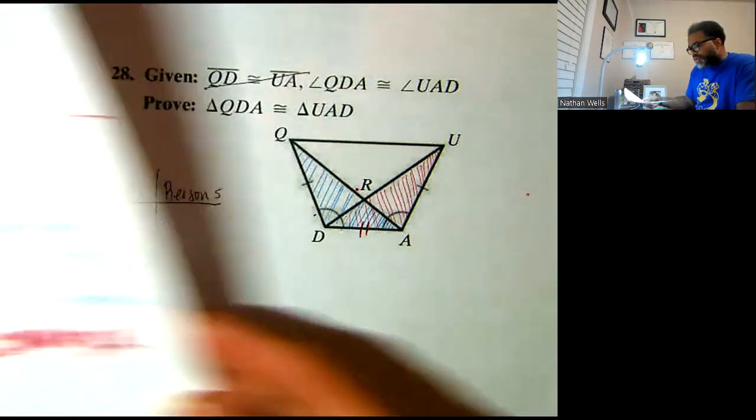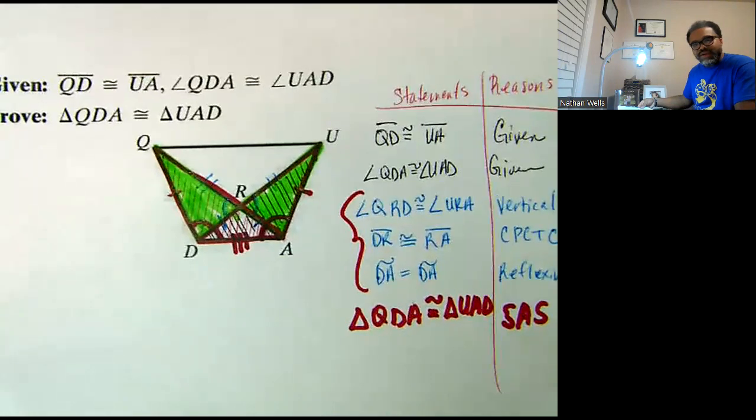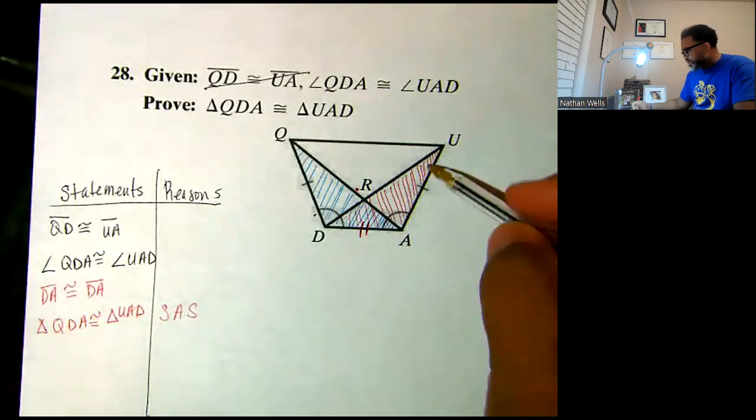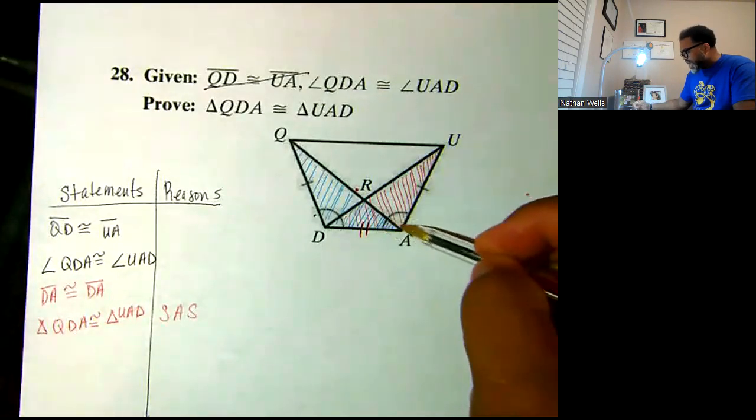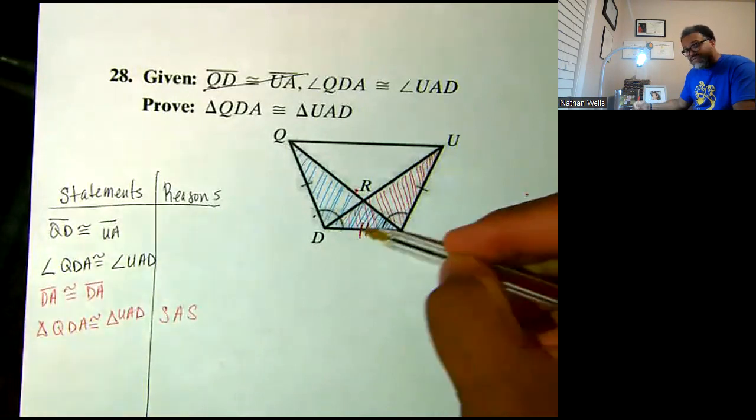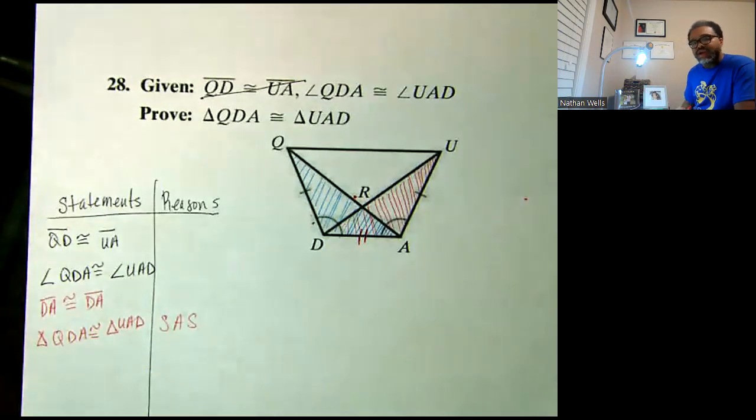We did a lot more work the last time, but when I looked at it this time, I saw that it was a lot simpler. We already had a side, we already had an angle, and that second side that we needed is actually reflexive because it's a part of both triangles.